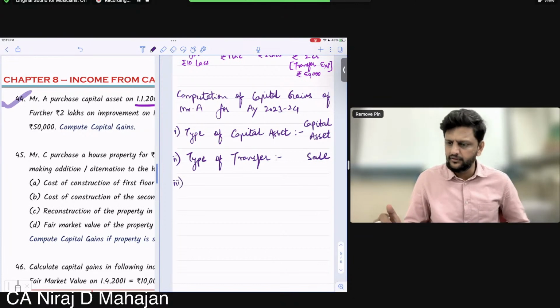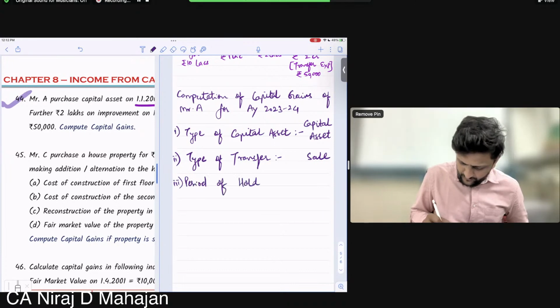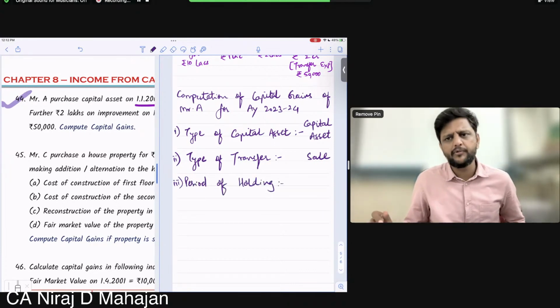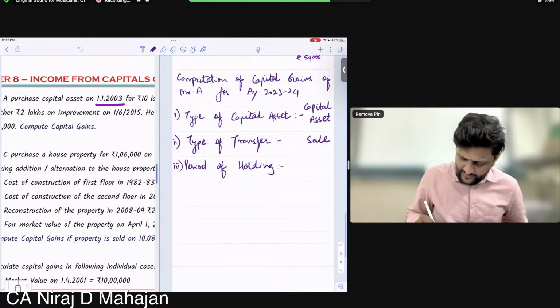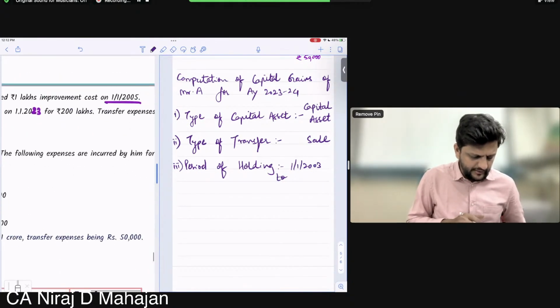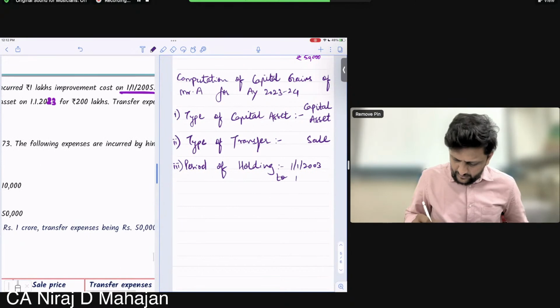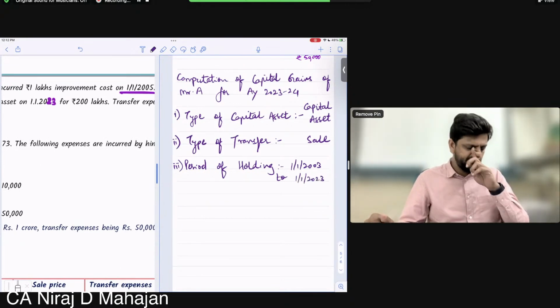Then third, very important, period of holding. What was the date when he had acquired the asset? 1/1/2003, correct. What date did he sell it? In the current year, 1/1/23. Right, everybody?